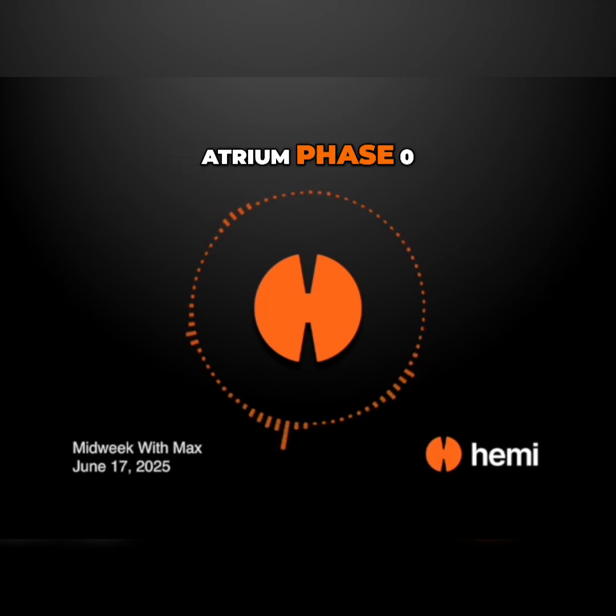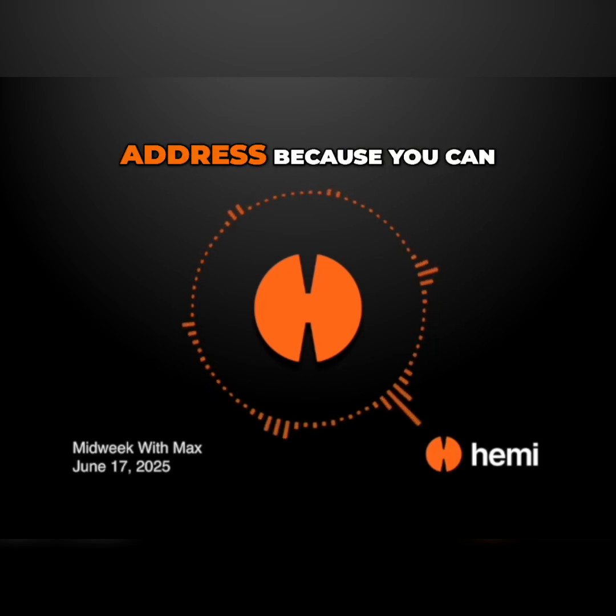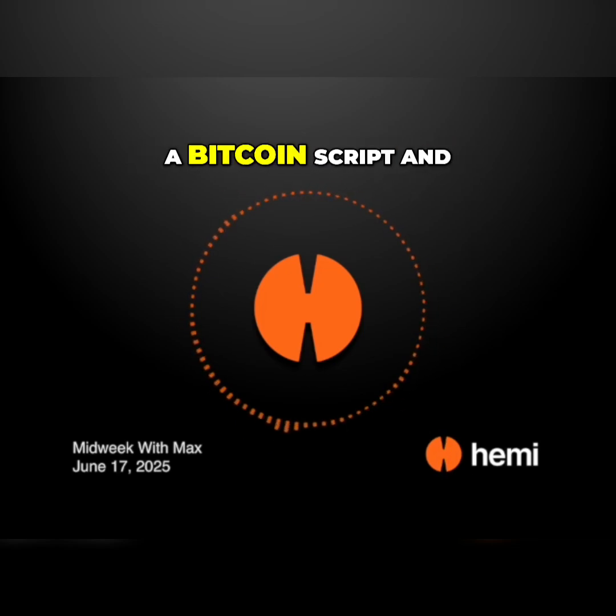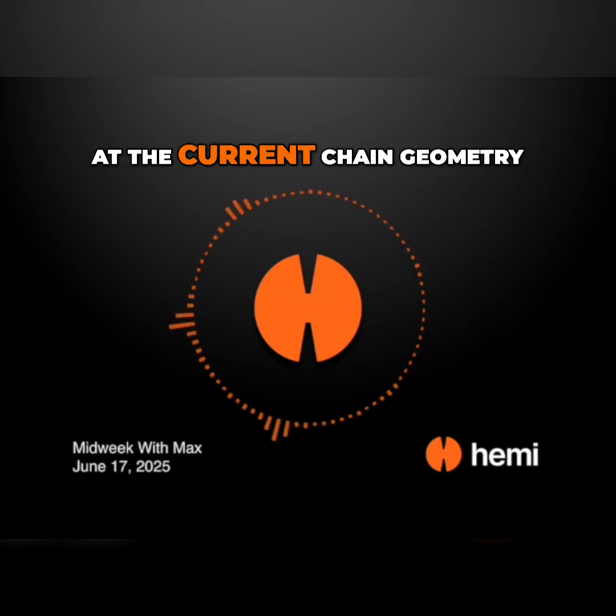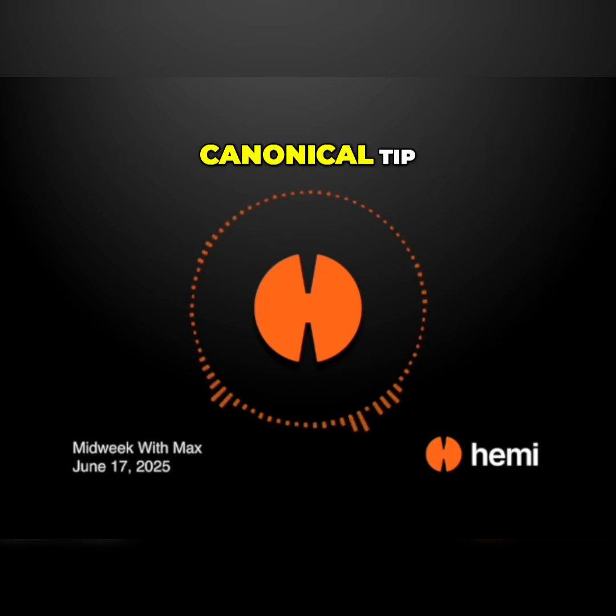Right now with HVM v0, for example, you can query for the UTXOs of a certain script hash or address, because you can convert an address to a Bitcoin script and then get the script hash. You could look up the balance of a script hash, so the sum of all the UTXO values maintained, and you could look at the current chain geometry, what is the current canonical tip.